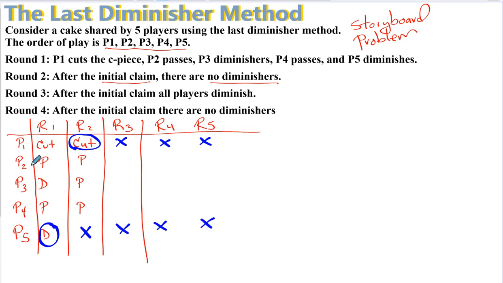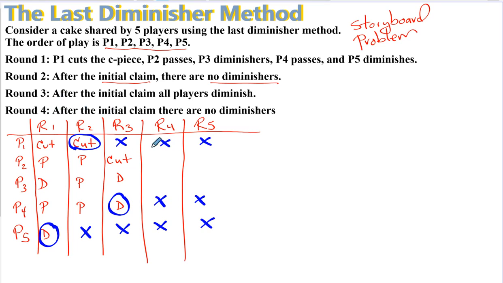Now, since player 1 is out, we know that player 2 has to start with the cut for round 3. Round 3 says after the initial claim, all players diminish. So we have diminish and diminish. So the last diminisher wins the piece and is out for all future rounds. So far, we have round 1, player 5 got a fair share. Round 2, player 1 got a fair share. Round 3, player 4 got a fair share. And now we're in round 4.